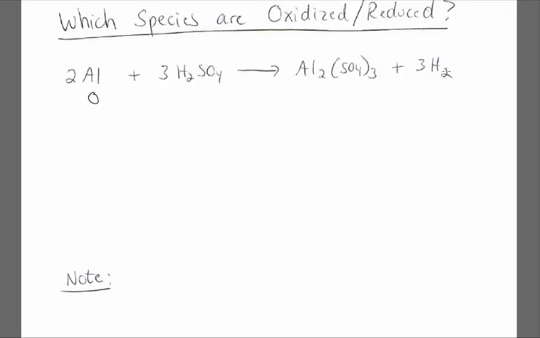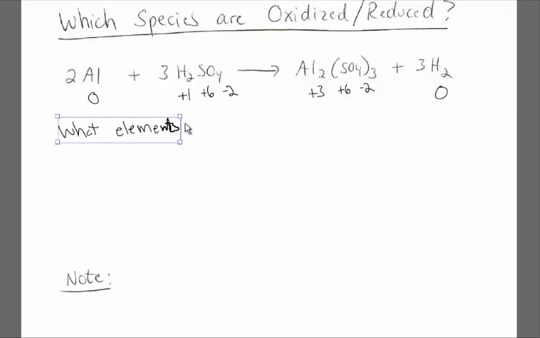Aluminum was 0, hydrogen was 0. We had a +1 for hydrogen, we had +6 for sulfur, we had -2 for oxygen, +3 for this aluminum, again +6, -2, and we're done. Okay, they go to the elements. So oxygen is -2, sulfur is +6, etc. And then look at what changes. What elements change oxidation number? All right, so let's look at which ones change.